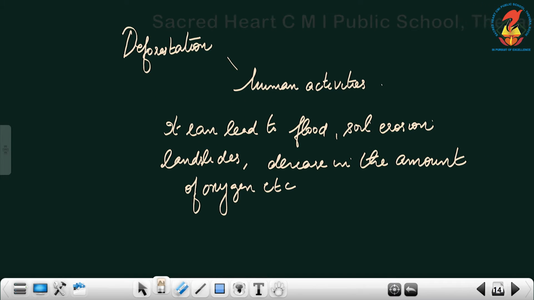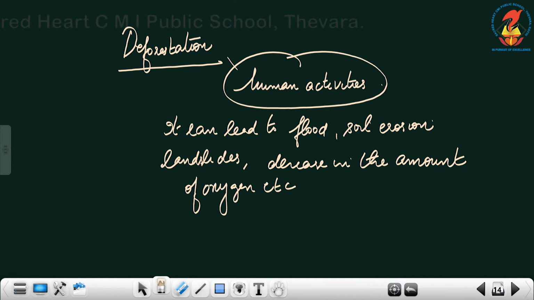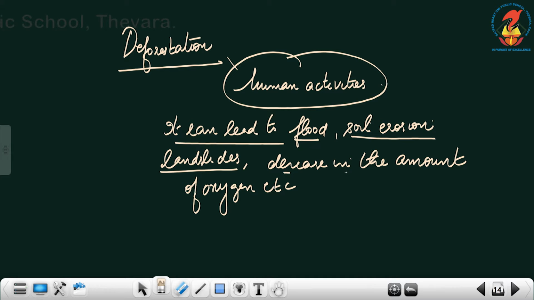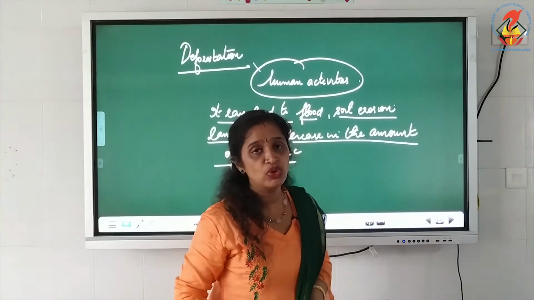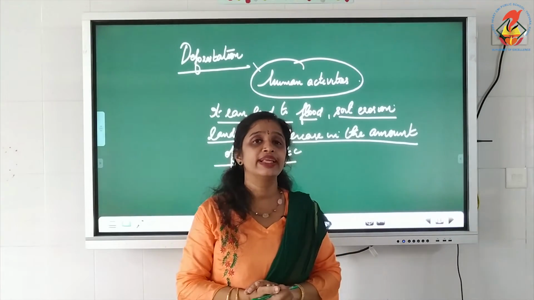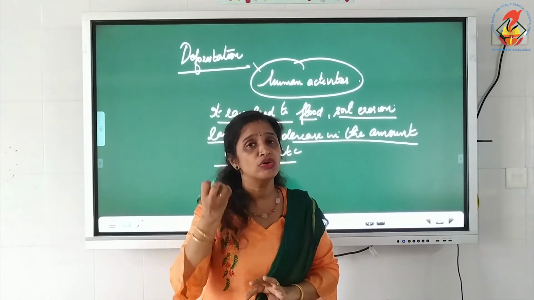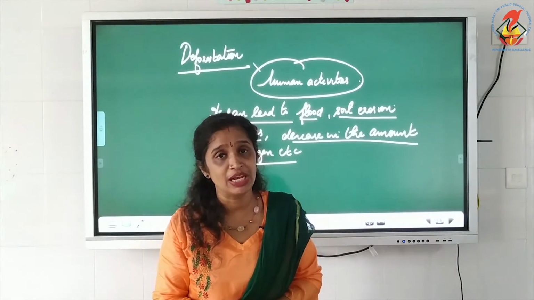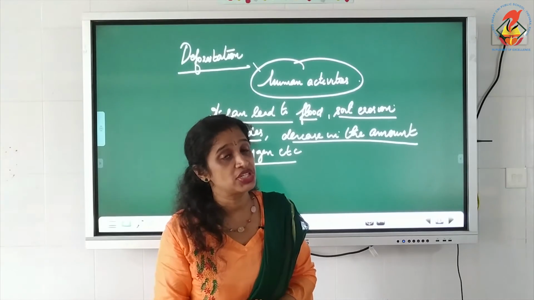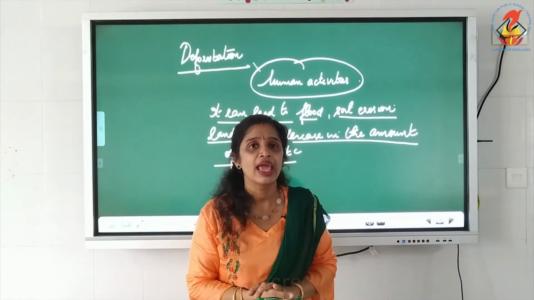Next comes deforestation. Deforestation is especially due to human activities. Deforestation can lead to flood, soil erosion, landslides, decrease in the amount of oxygen, etc. Because you know the role of plants in generating oxygen in the economy. So, if there is deforestation, the amount of oxygen generated in the economy will be less. So, deforestation is a major challenge to India's environment.